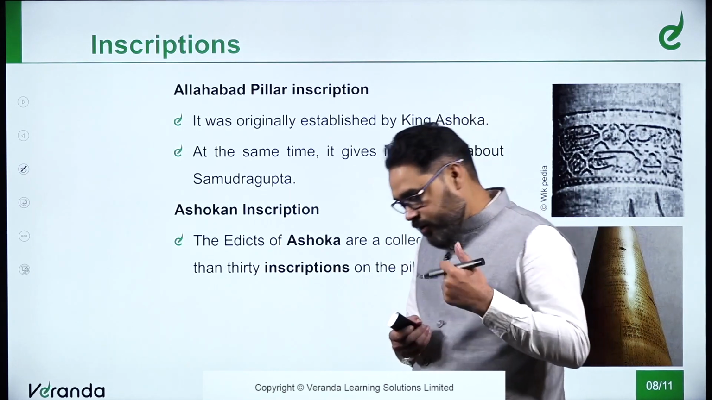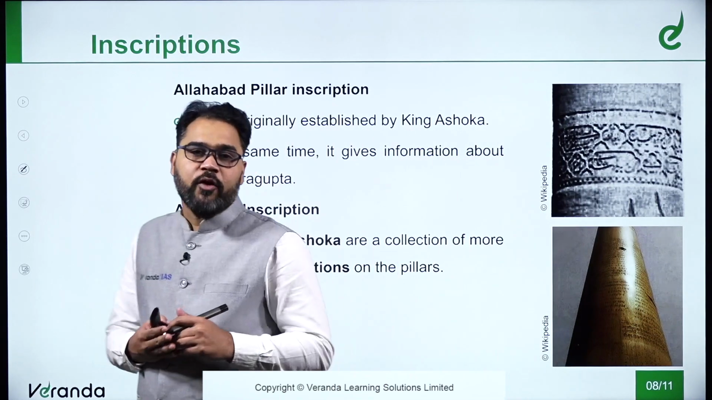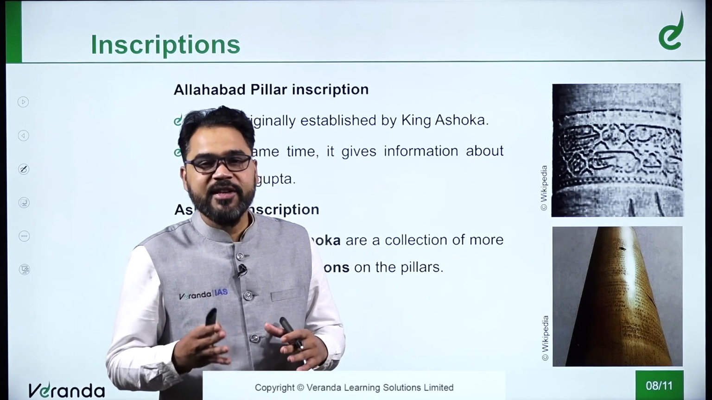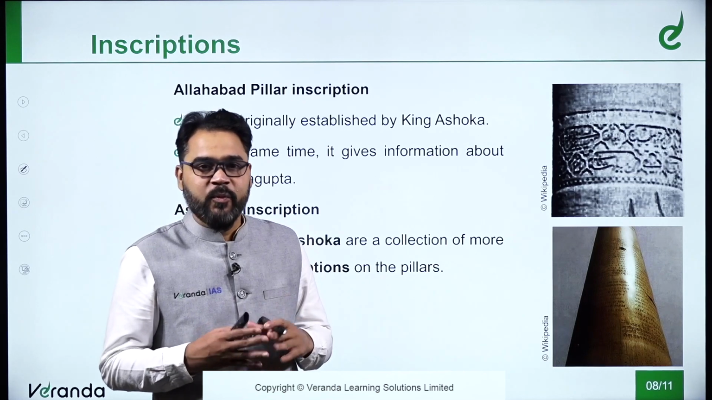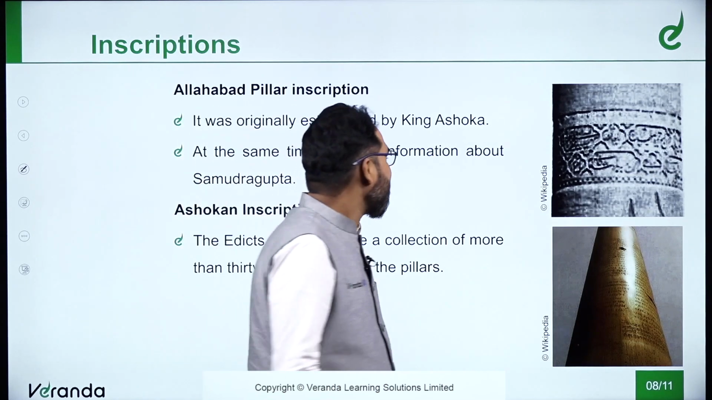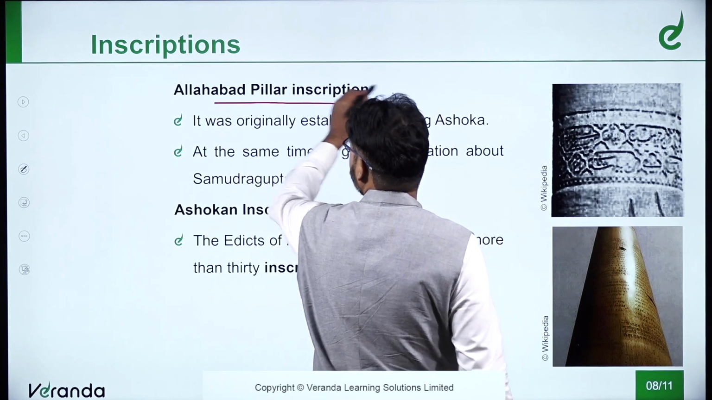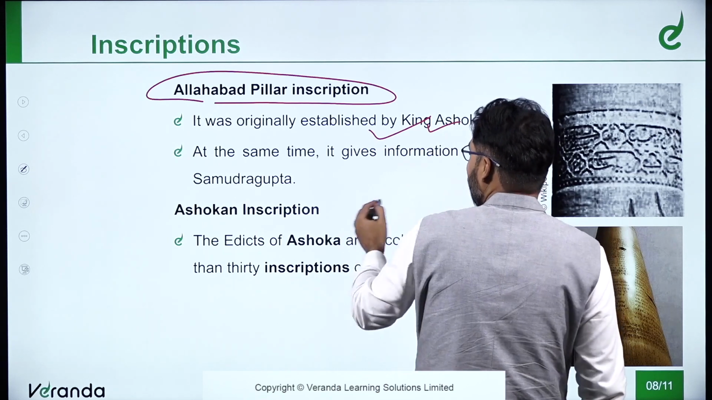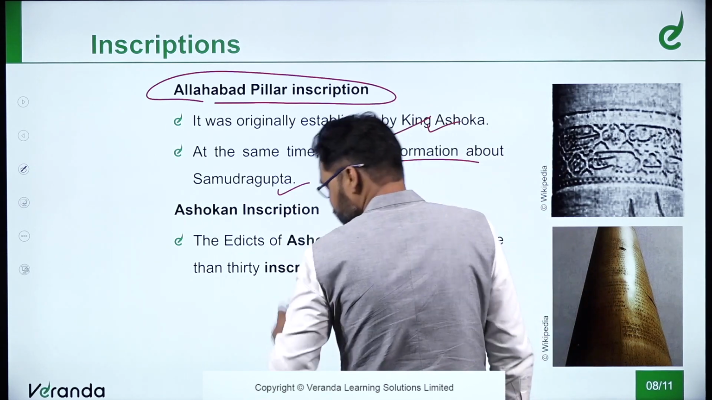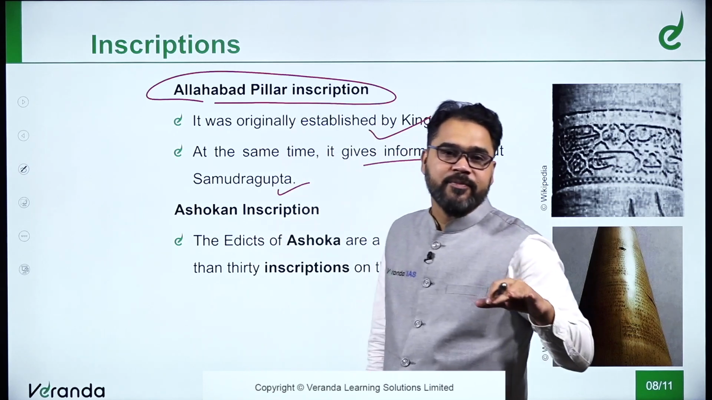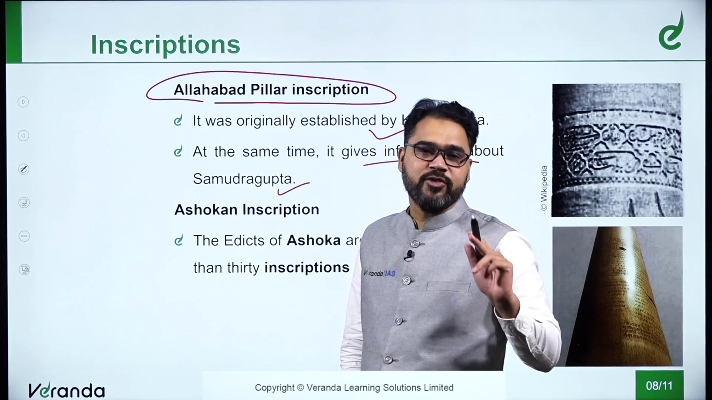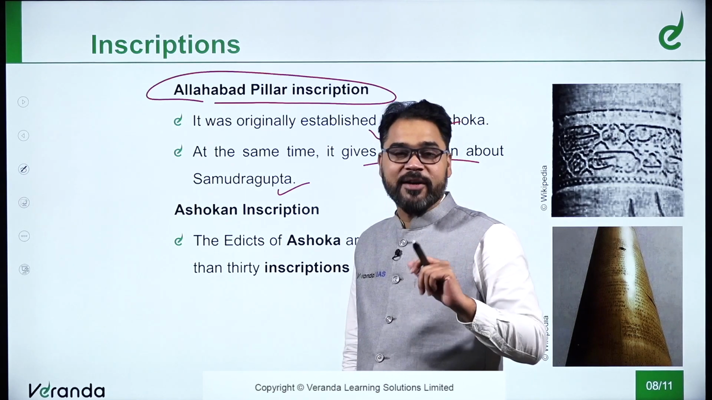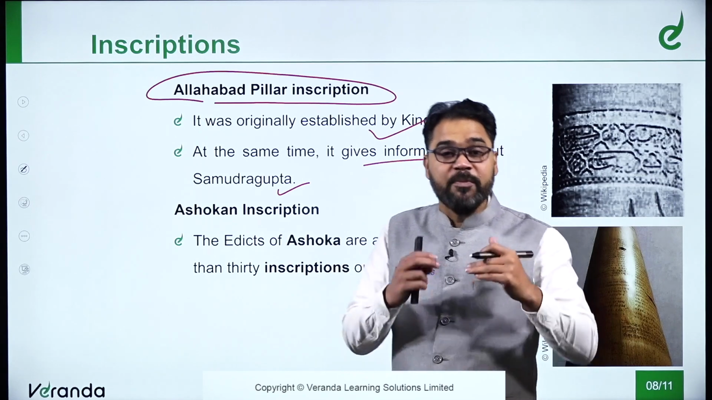Now, we can get a lot of information from the various inscriptions that have been made. For example, the famous Allahabad pillar inscription. It was established by King Ashoka, and that was during the duration before Christ. At the same time, it gives information about Samudragupta.